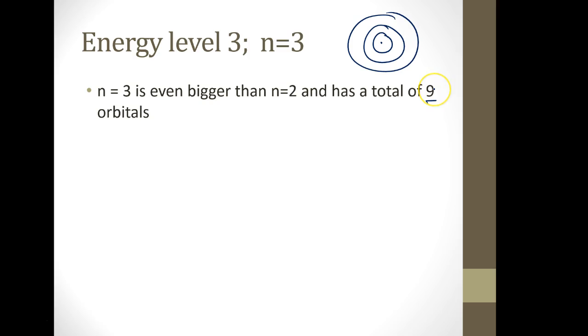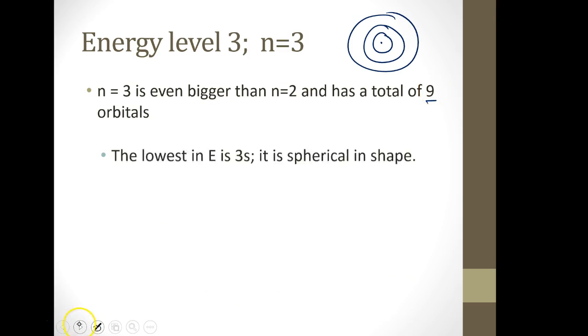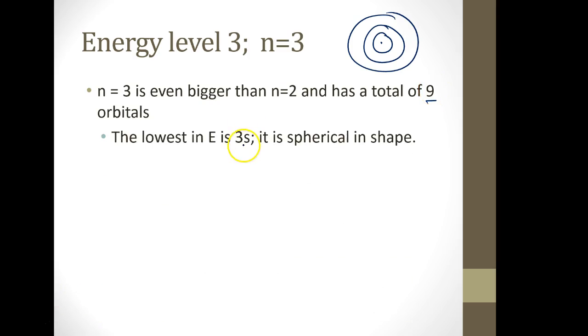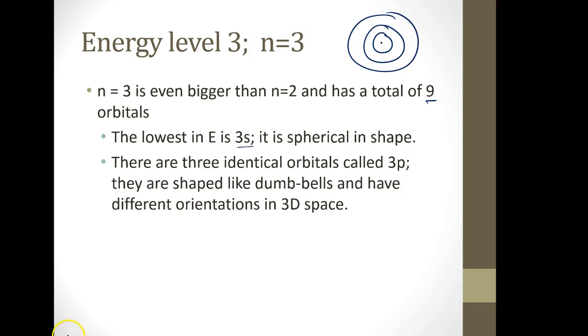There are a total of 9 orbitals. The smallest one, or the lowest energy one, is a 3s, again, a sphere. Then there are 3 of those identical orbitals that are called 3p, p meaning they're shaped like a dumbbell, and they have different orientations in space. So that adds up to 4 of them so far. We've got a total of 9.